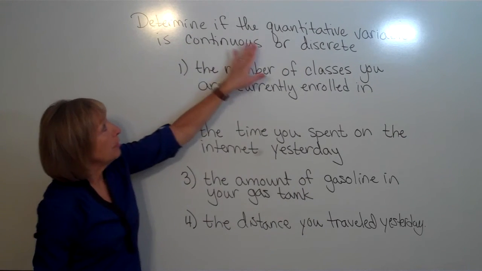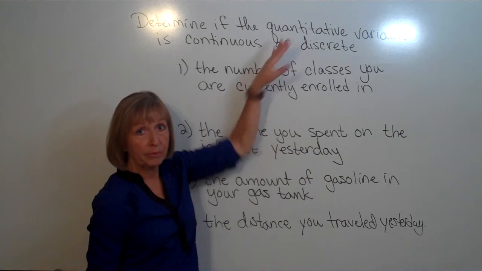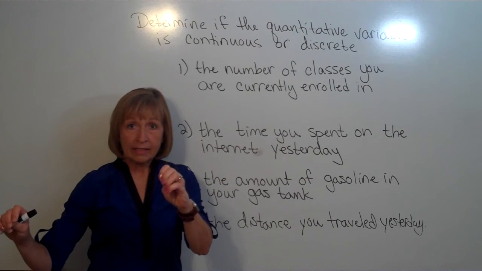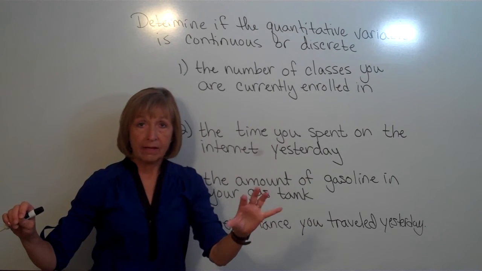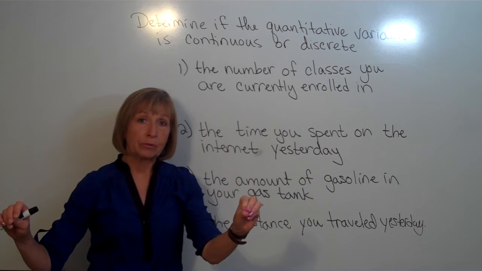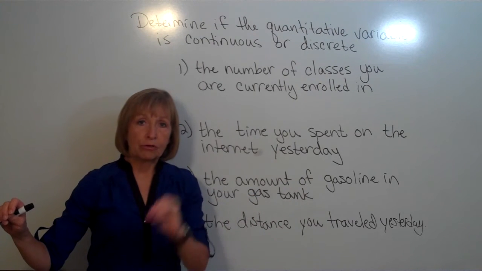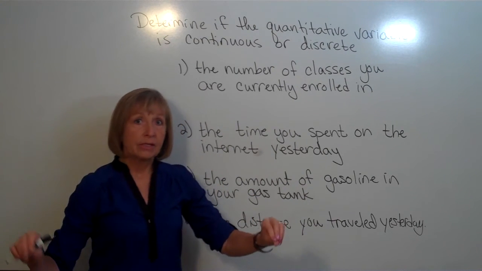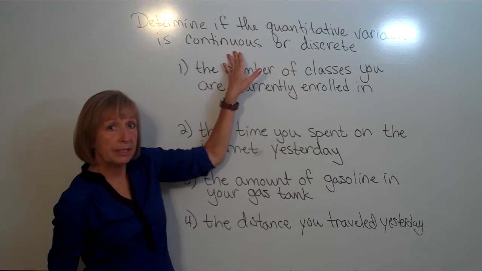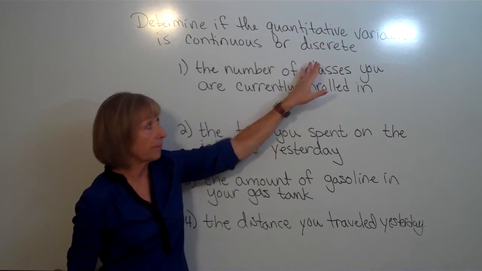So here it says determine if the quantitative variable, so again, we have our random variables, they're either qualitative or quantitative. But within the quantitative part, those quantitative variables can be either discrete or continuous. So we're looking at the quantitative values and we want to know whether they're continuous or discrete.